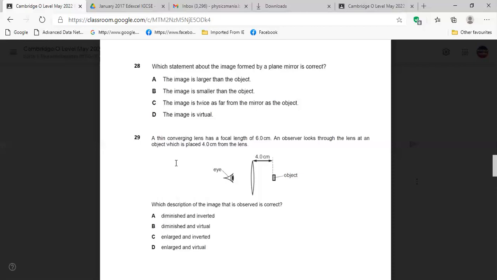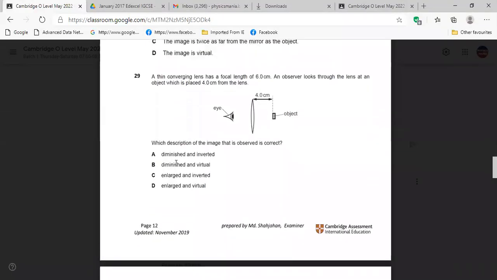Okay, now 29. Monica, you read. A thin converging lens has a focal length of 6.0 centimeter. An observer looks through the lens at an object which is placed 4 centimeter from the lens. Which description of the image that is observed is correct?